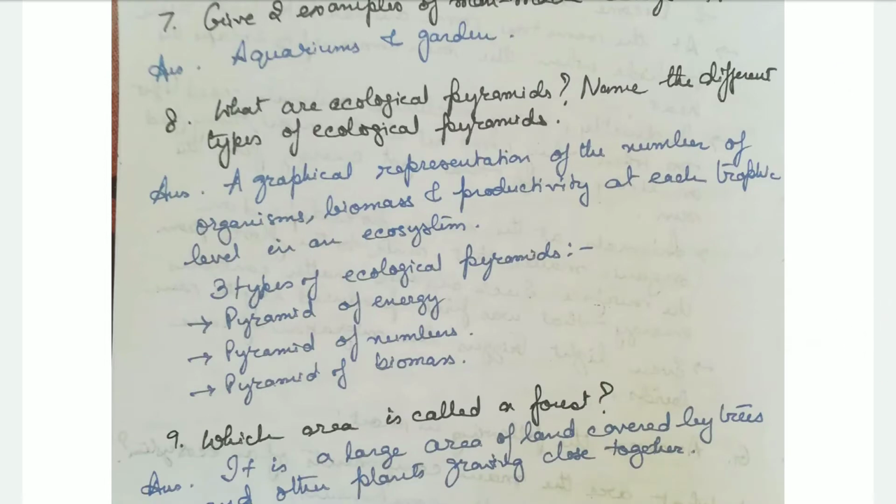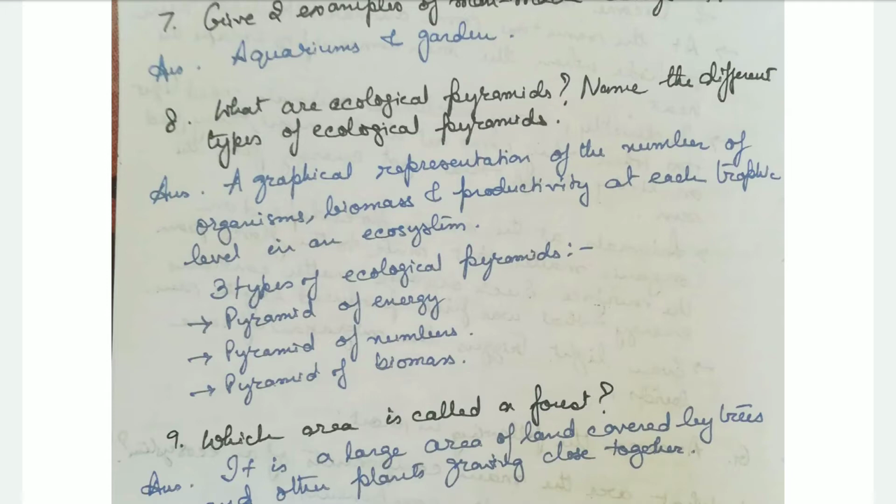Then what are ecological pyramids? Name the different types of ecological pyramids. Ecological pyramids are graphical representation of the number of organisms, biomass and productivity at each trophic level in an ecosystem. Okay, so it's a graphical representation of the number of organisms which are present in the ecosystem, the biomass, and the productivity. Okay, at each trophic level, what is the output?